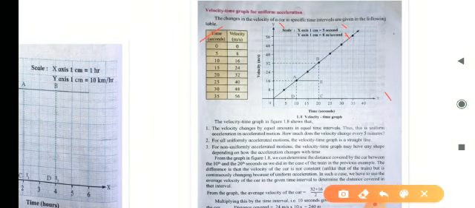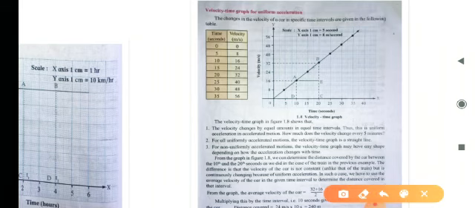Now here is the velocity time graph. The velocity changes by equal amounts in equal time intervals. Thus, this is uniformly accelerated motion. As you can see, it is a straight line. How much does the velocity change every 5 seconds?